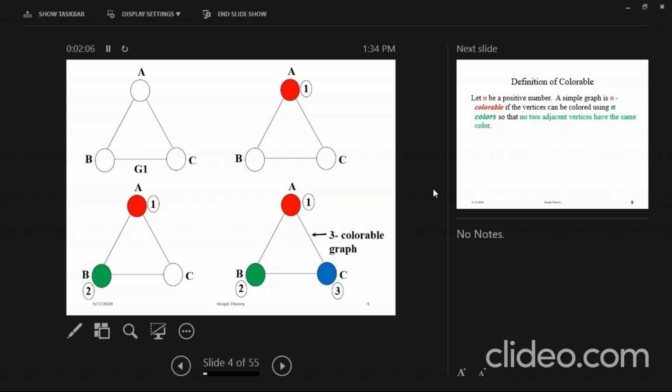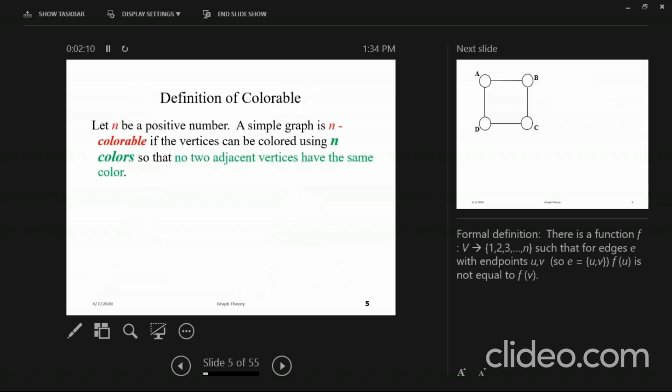Now let us understand the definition of colorable. What does colorable mean? The definition of colorable is, let n be a positive number. A simple graph is n colorable if the vertices can be colored using n colors, so that no two adjacent vertices have the same color.